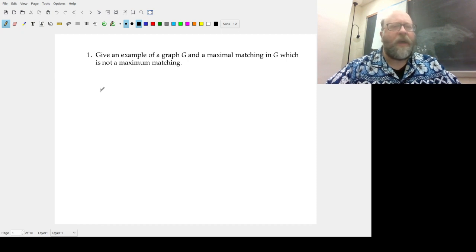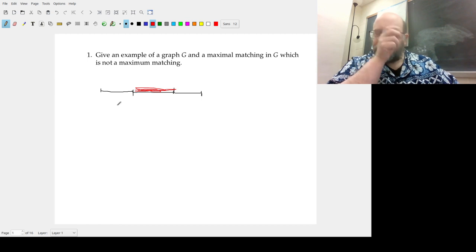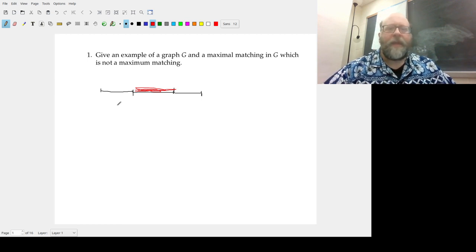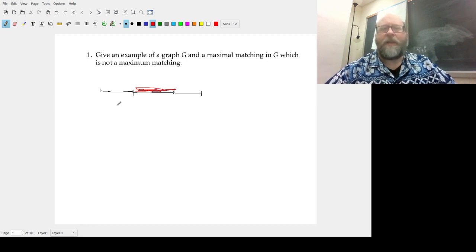So let's say we've got a vertex to another vertex to another vertex to another vertex. Okay, so 4 vertices, 3 edges, and my matching is this edge right here. That is maximal because I cannot add any additional edges to this matching. This matching cannot be added to.